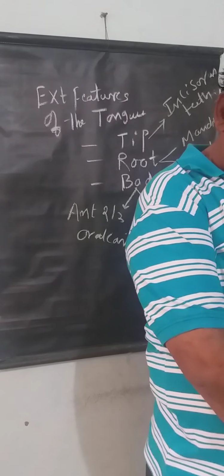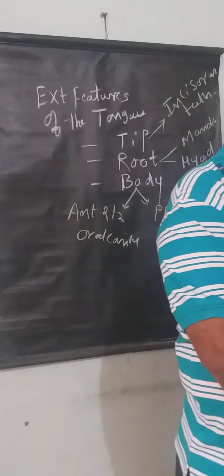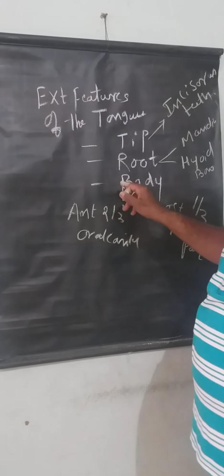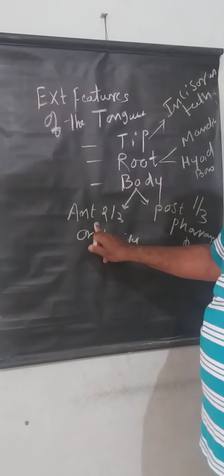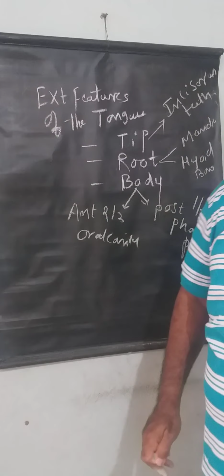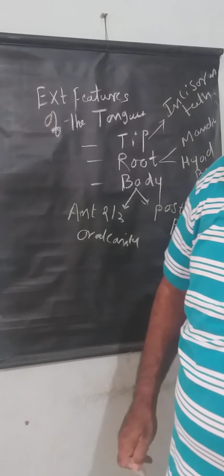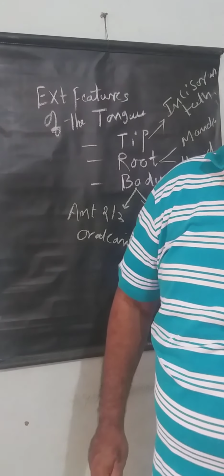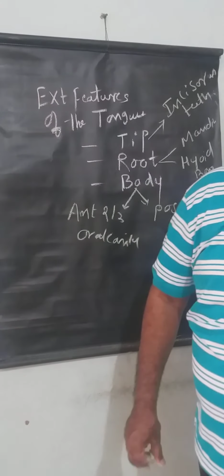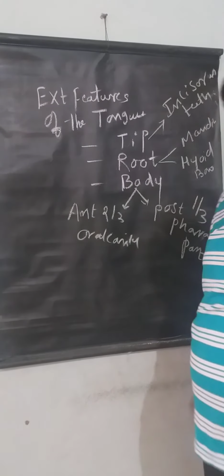The dorsum of the tongue has got the body. The anterior 2/3 is in the oral cavity. The posterior 1/3 is the pharyngeal part. Here it is the oral part.